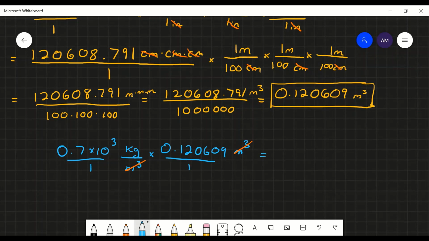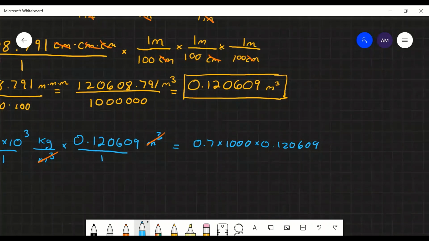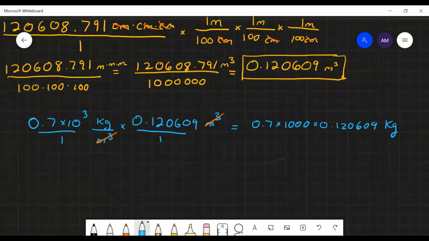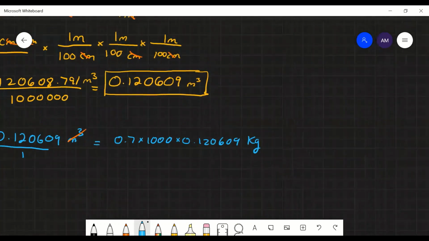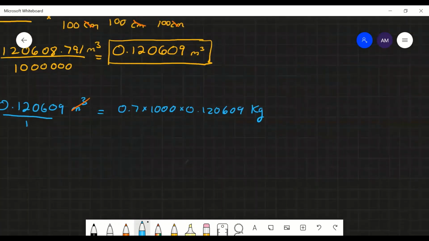So 0.7 times 10 to the 3, let's remember what that makes. That would be 0.7 times 1,000, 10 times 10 times 10, and then times the 0.120609. And the only unit left is kilograms. And these ones in the denominator, I'm not going to bother with them. I know they're just ones. They don't do anything.